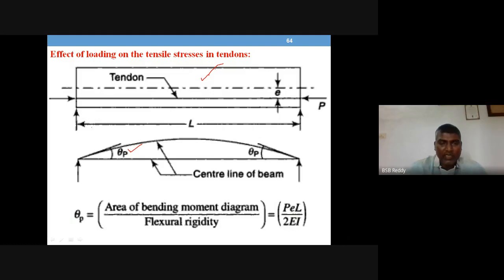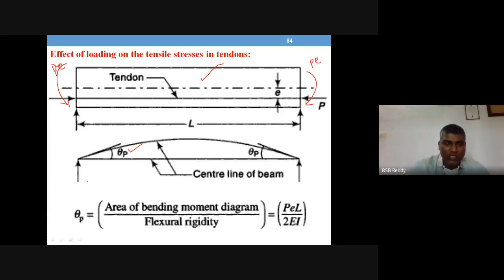The bending moment diagram for this case: the moment acting here is P into e. This is P into e. Similarly, the bending moment at this end is also P into e. We have discussed in detail why this creates a pure moment case. When you transfer the load to the center, you will get a load and a moment. Same here, load and moment.